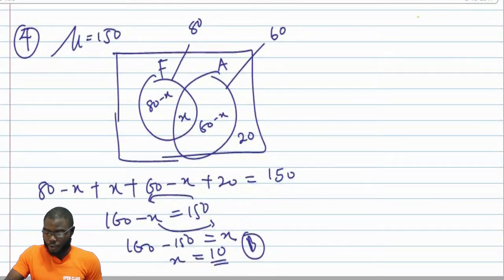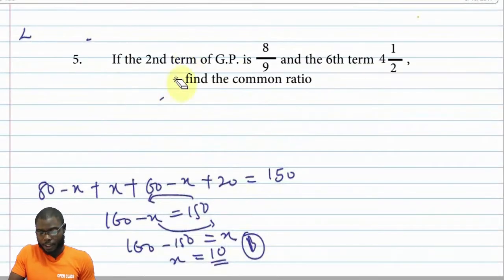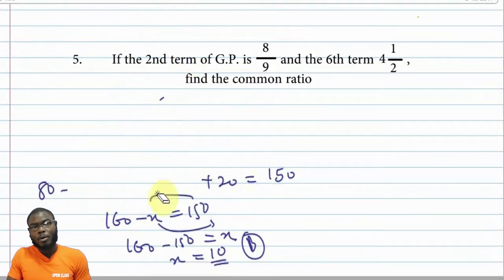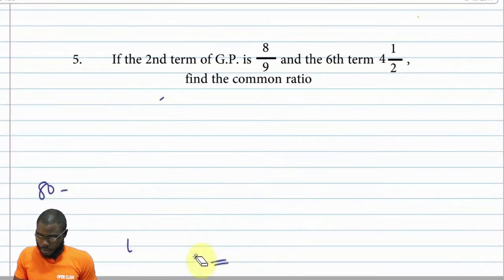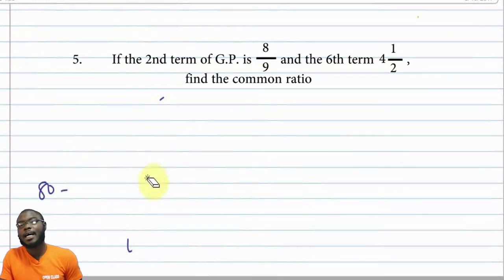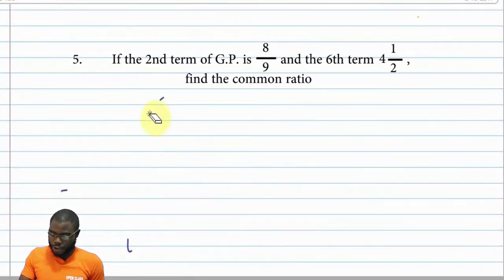Okay. Now question number 5. Question number 5 says, if the second term of a GP is 8/9 and the sixth term is 4 whole number 1/2, find the common ratio. So that's question number 5.